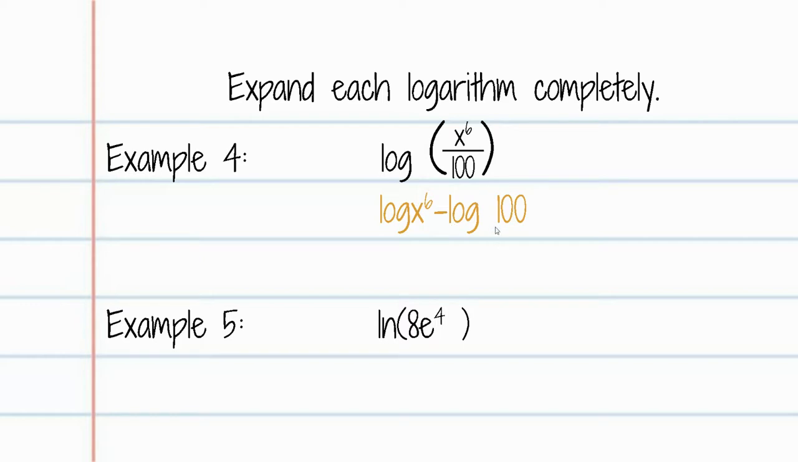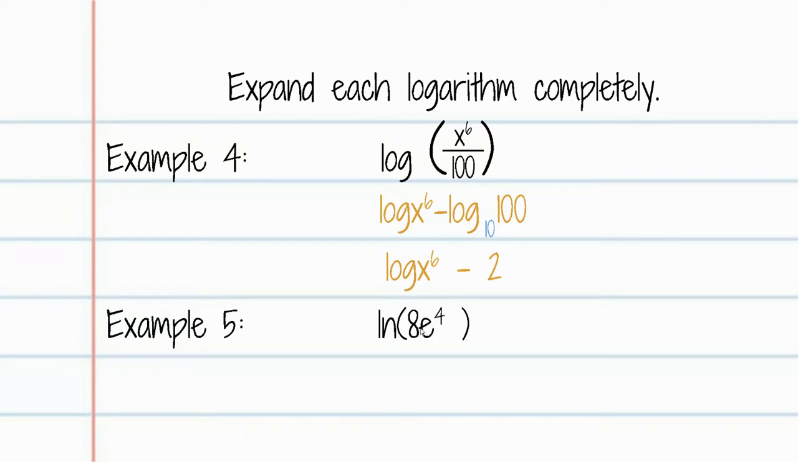Over here, though, I can put that little base of 10 subscript and ask myself what power of 10 gets me 100. And I'll tell you to simplify so you know when to look for this. Well, what power of 10 gets us 100? 2. So this is really just log of x to the 6th power minus 2. And then the ln is actually base e.